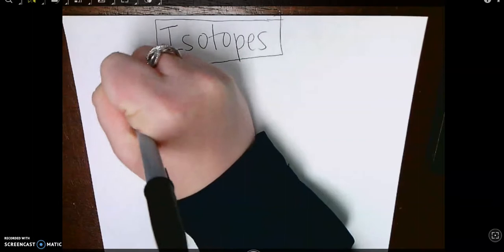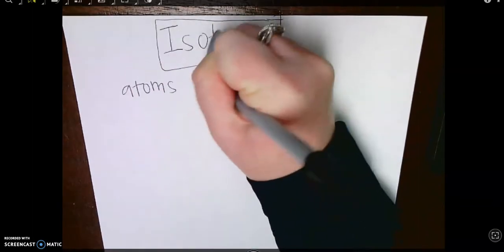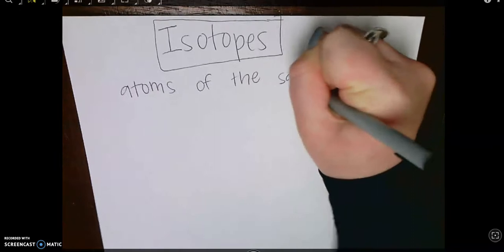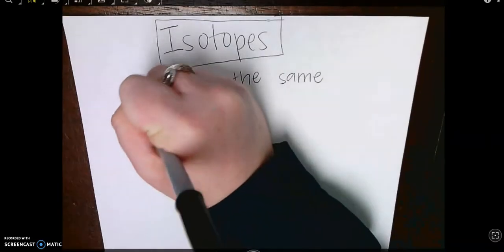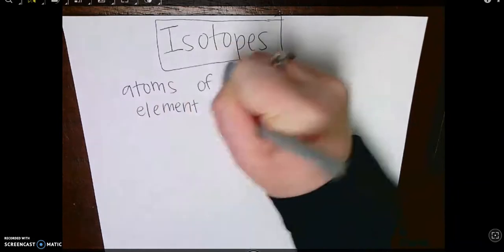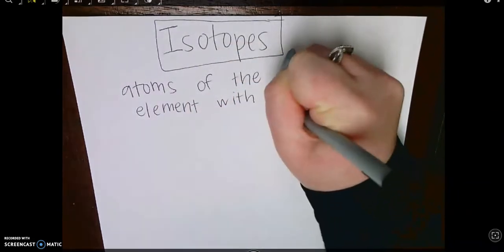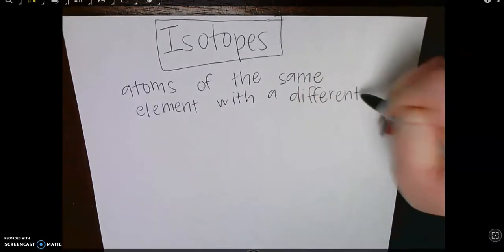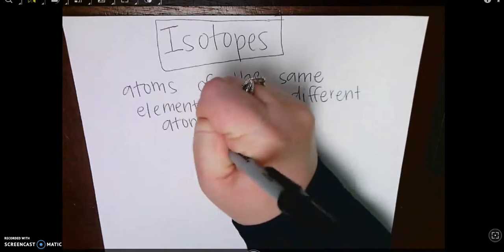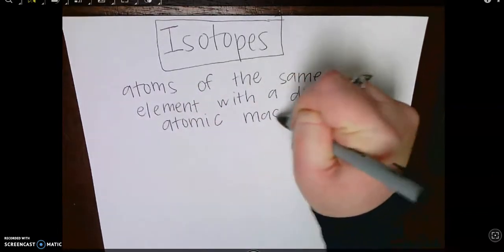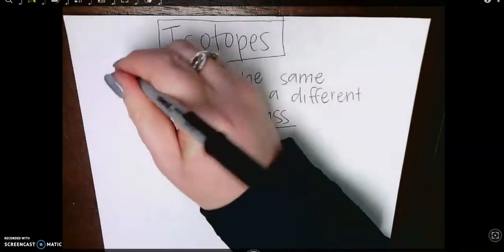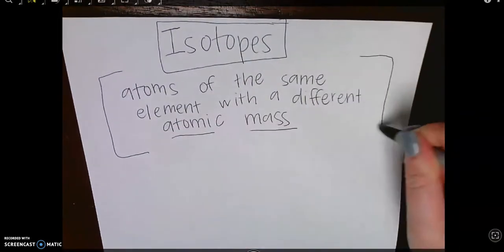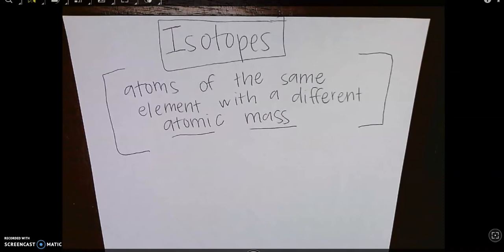So isotopes are going to be atoms of the same element with a different atomic mass. If you need to pause the video to write this down, please do so. So let's talk about a couple examples.